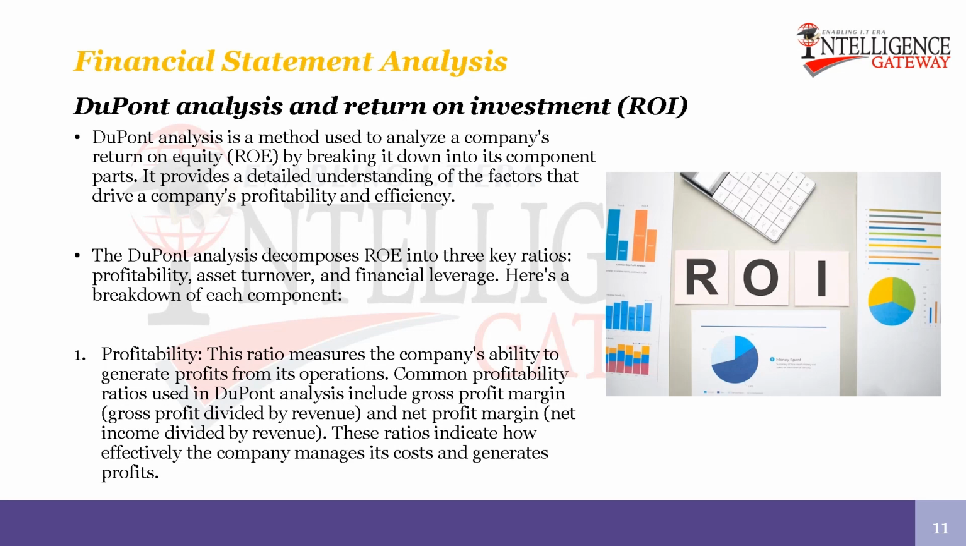Profitability. This ratio measures the company's ability to generate profits from its operations. Common profitability ratios used in DuPont analysis include gross profit margin, gross profit divided by revenue, and net profit margin, net income divided by revenue. These ratios indicate how effectively the company manages its costs and generates profits.